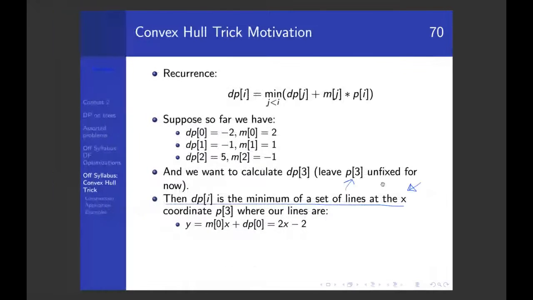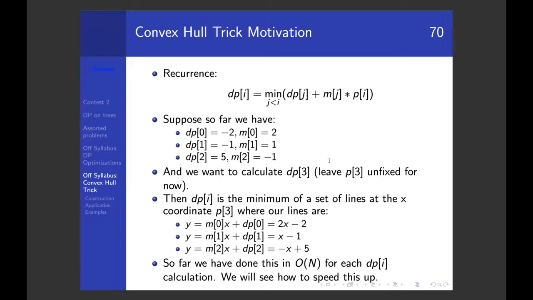As a side note, if I'm moving too fast, let me know and I can answer questions. Otherwise, I'll just keep going through this. So please stop me if I'm going too fast. This is kind of an advanced concept. So our three lines are 2x take 2, x take 1, and -x plus 5. Let's graph them.